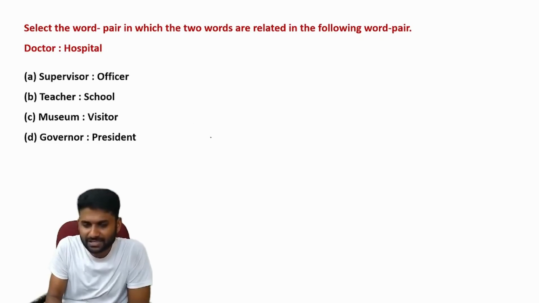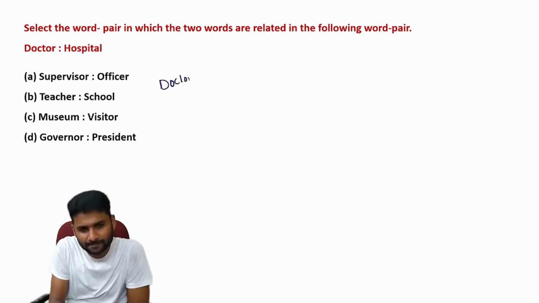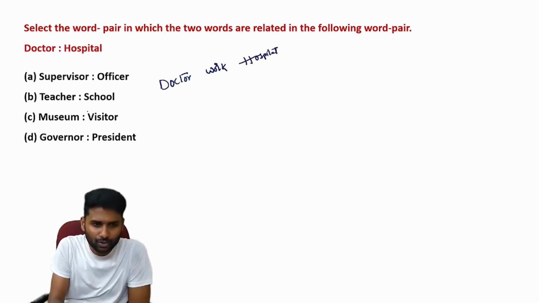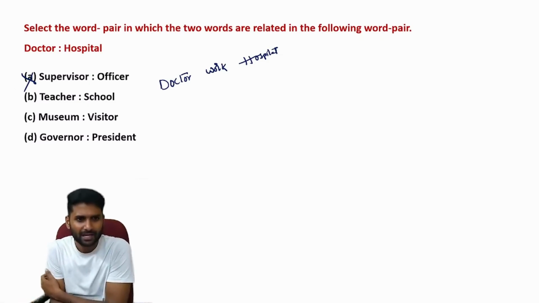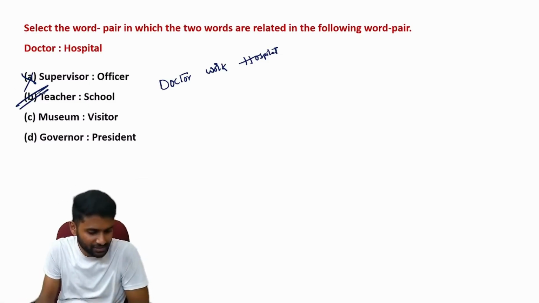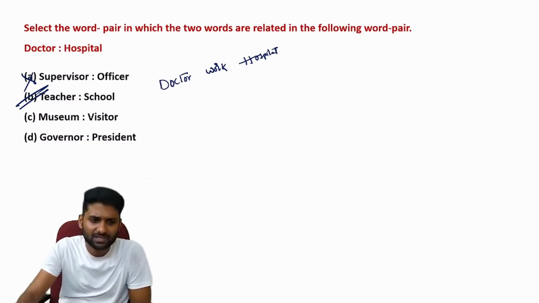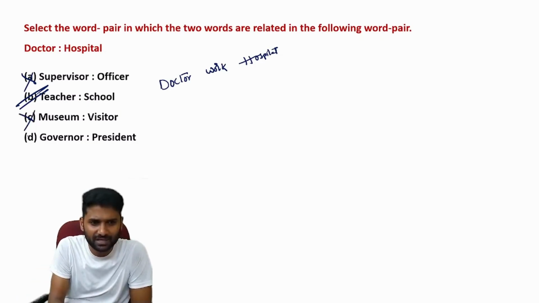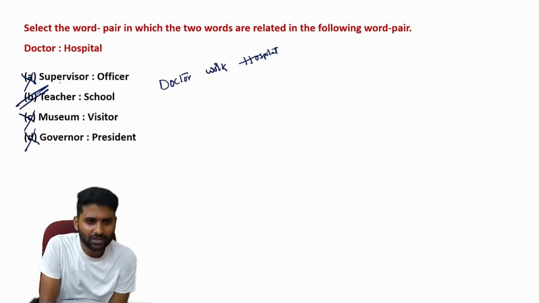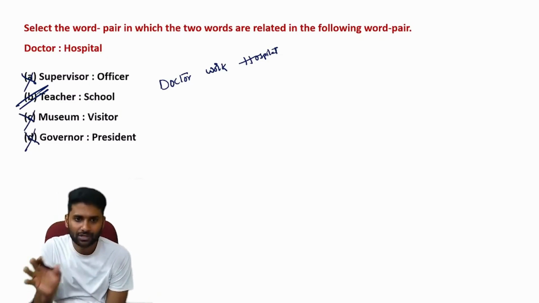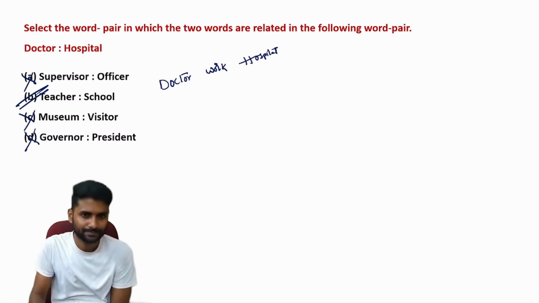So here the relation, guys. Doctor works in hospital. That is the relation you should identify. So what is the suitable relation? Supervisor, officer: they are talking about persons. They are not talking about person and place. Teacher definitely works in the school. Yes, it suits our answer. Museum, visitor: a visitor does not live in the museum, so C is eliminated. And again, governor and president are both different people. That's why the relation for doctor and hospital is teacher and school. Doctor works in hospital, teacher works in school.